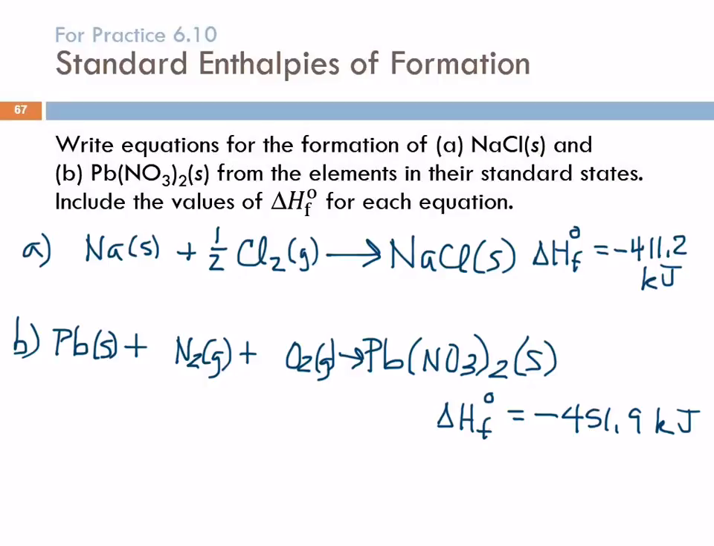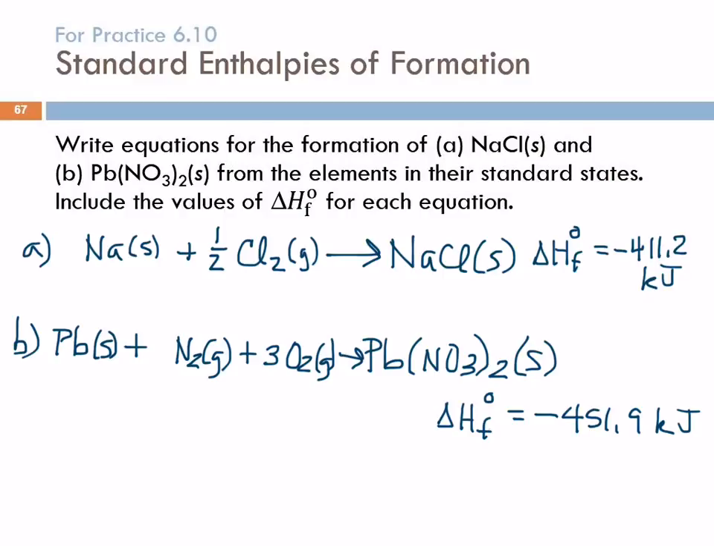And we need to do so without changing the coefficient on the product. So 1 lead and 1 lead, that's fine. How many nitrogen atoms are in the product? 2. Oh, and there's 2 in the reactant, so that's cool. How many oxygen atoms? 6, and here we have 2. So this time we didn't need a fraction, but we just stick a 3 there. Any questions?